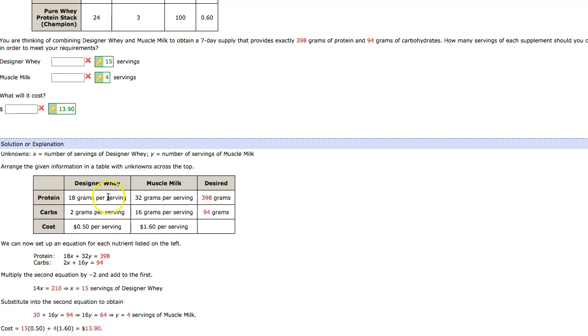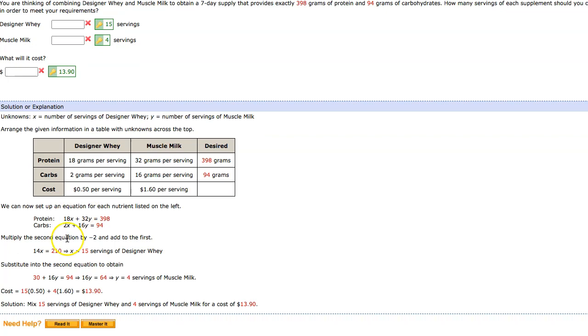Let's see, yeah, and well, 18x. So X is the number. Actually, sorry guys. X is designer whey. Y is muscle milk. So X and Y don't have anything to do with protein and carb. X is designer whey. Again, Y is muscle milk. I got off my hinges there. My brain had a blank moment there.